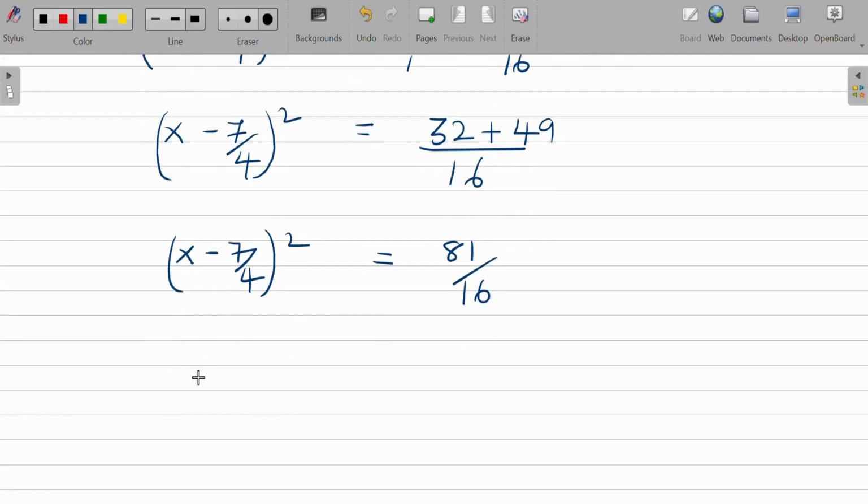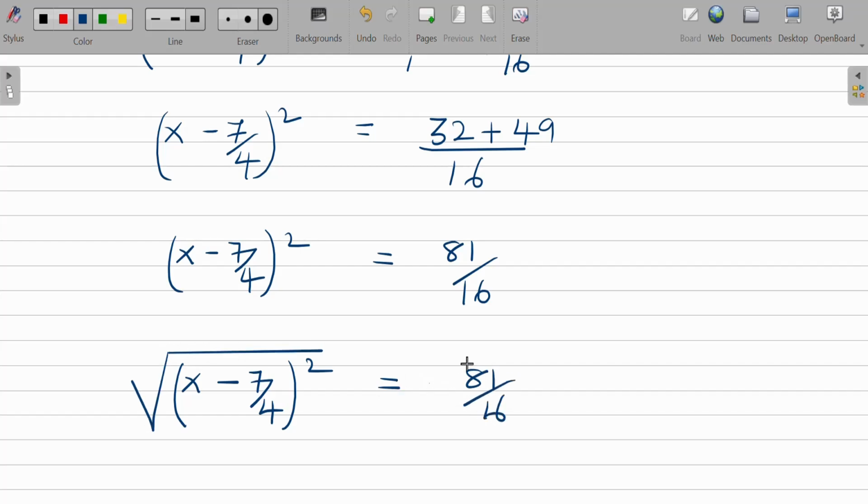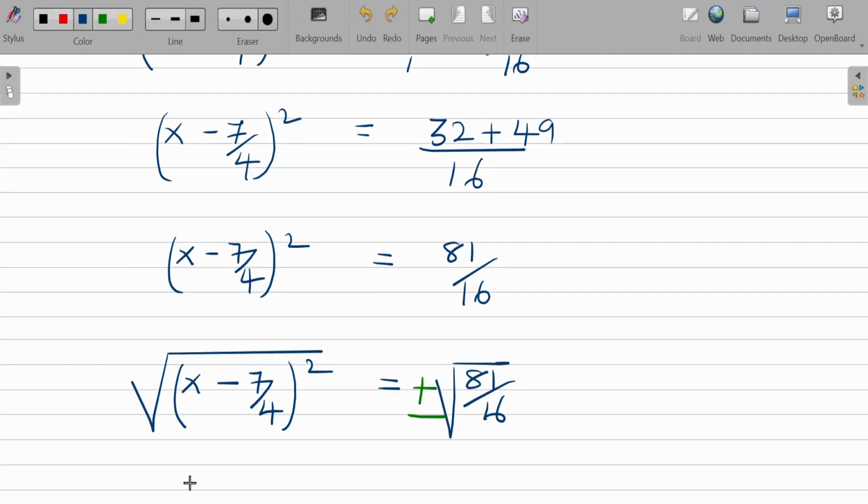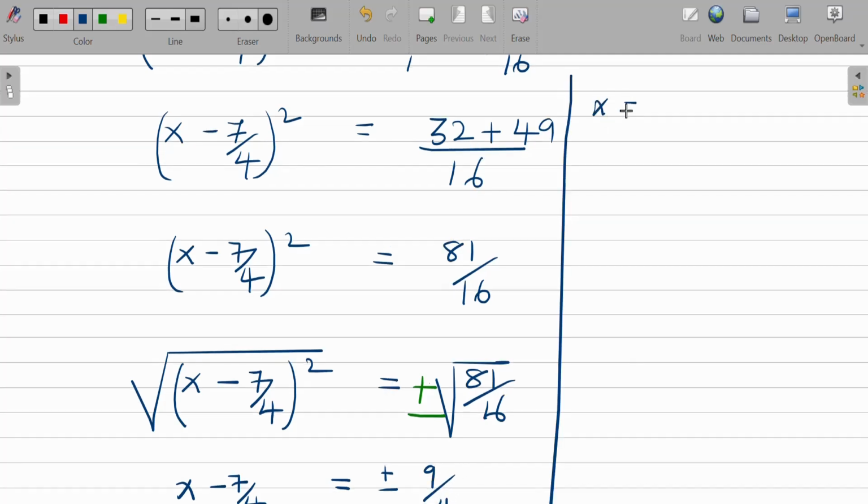So you have x minus 7 out of 4 squared being equal to 81 divided by 16. We are taking the square root on both sides. And don't forget, when you take a square root, don't forget to put a plus or minus. We are having x minus 7 out of 4 being equal to plus or minus the square root of 81, which is 9, then the square root of 16 is 4. So therefore we are going to have x equaling 7 out of 4 plus or minus 9 out of 4.